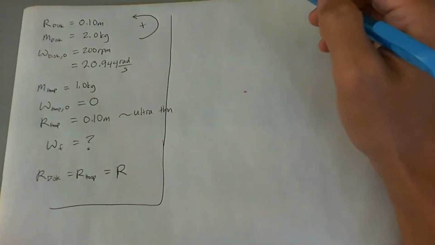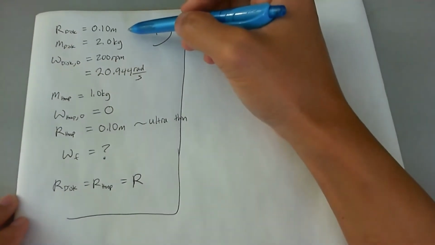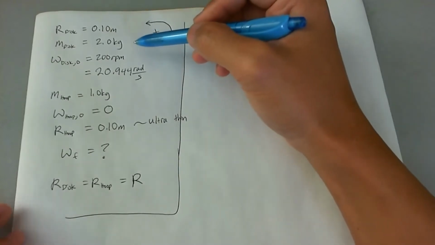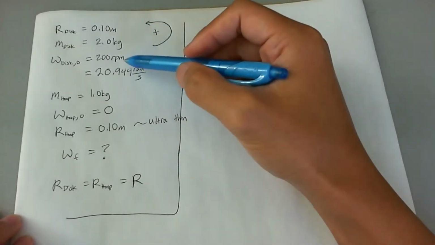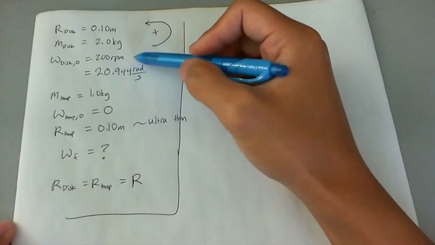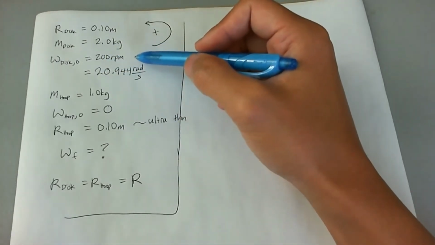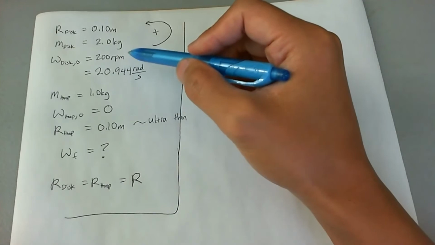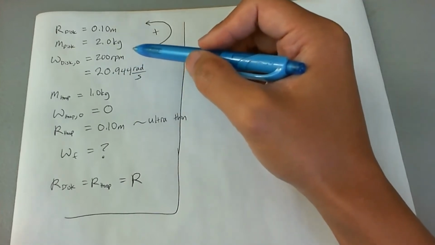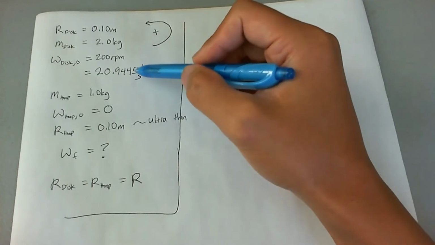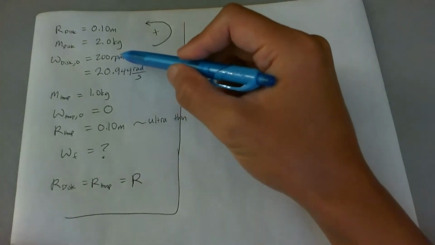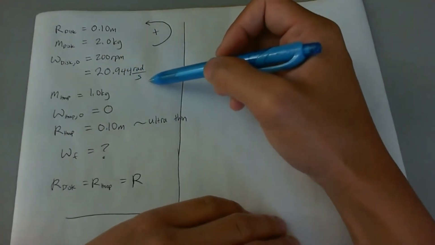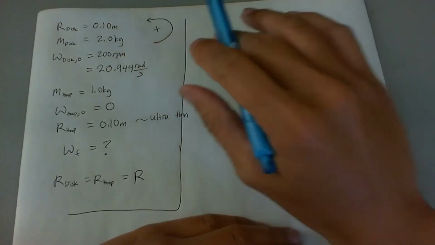Here is the list of knowns that we have. We have the radius of the disk being half of the diameter, so it's 0.1 meters. Mass of the disk, 2 kilograms. The initial spin rate of the disk is 200 RPM. We're going to divide it by 60 to get RPS, revolutions per second, and multiply it by 2 pi to get it into radians per second, since 2 pi radians equals 1 revolution. So we have 20.944 radians per second as the initial spin of the disk.